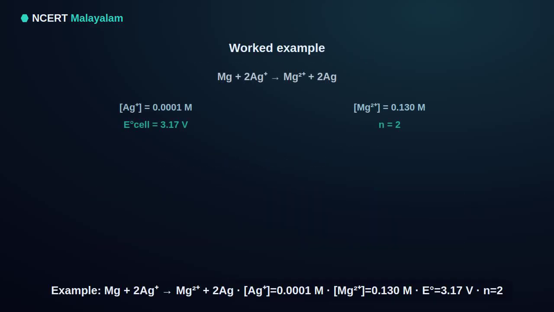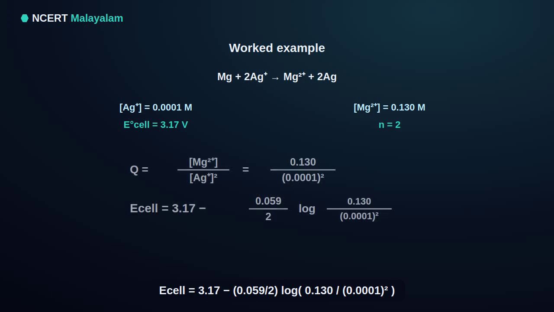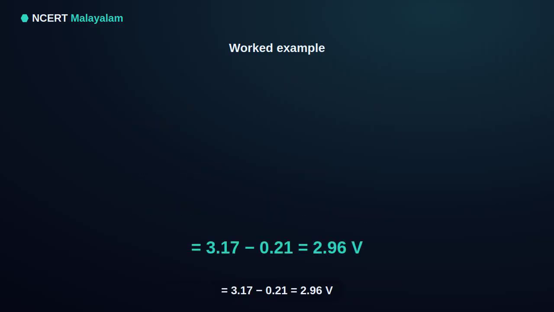Let us do an example. Magnesium plus 2 silver plus gives magnesium 2 plus plus 2 silver. Silver plus is 0.0001 molar, magnesium 2 plus is 0.130 molar, E standard cell is 3.17 volts, and n is 2. So E cell equals 3.17 minus 0.059 over 2 times the log of 0.130 over 0.0001 squared. Working it out, that comes to 3.17 minus 0.21, which equals 2.96 volts.